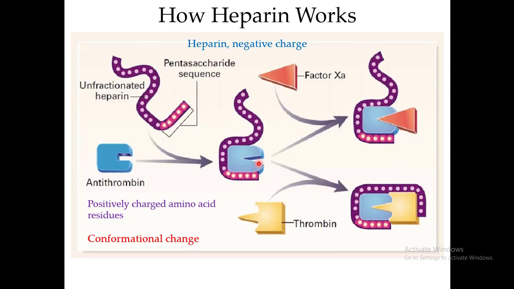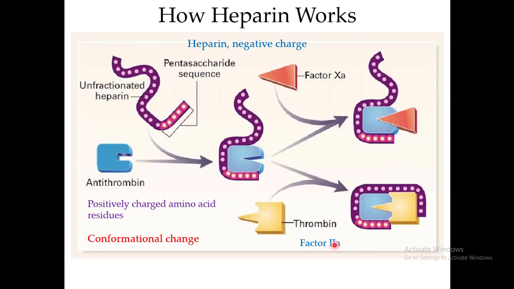Now, this conformational change is actually responsible for the interaction of two of the important factors. One is known as the factor 10A, and the other one is known as the thrombin. Now this thrombin is also known as the factor 2A. This conformational change leads to the interaction of the antithrombin 3 with the factor 10A and with the factor 2A or the thrombin, thereby making these two factors inactive. So after the interaction with this particular antithrombin 3, both of these factors, the factor 10A and the 2A, are going to move into their inactive state.